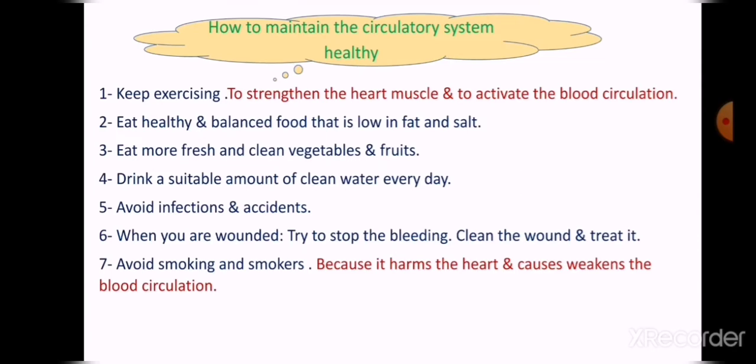The last part in our lesson today: how to keep your circulatory system healthy. Number 1, we should keep exercising to strengthen the heart muscle and to activate your blood circulation, to push the blood inside your heart, push the blood to all your body cells.